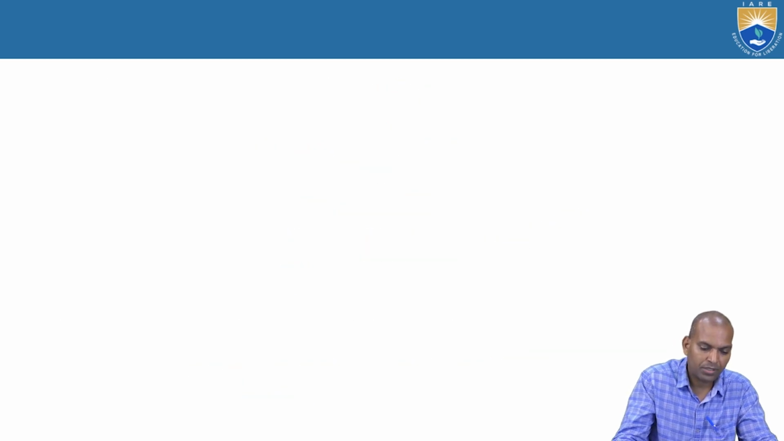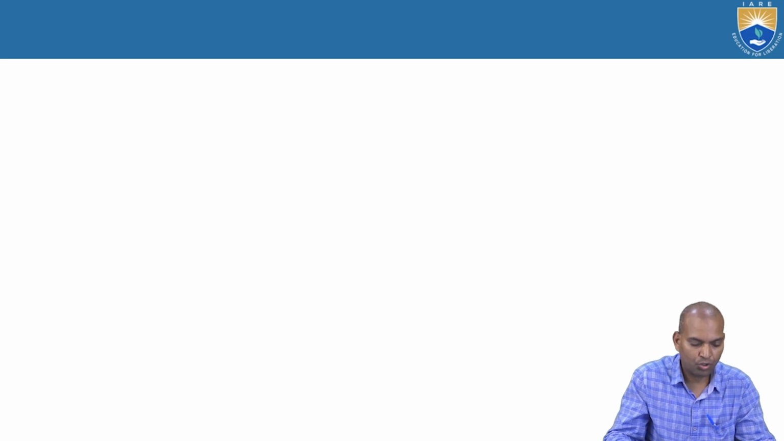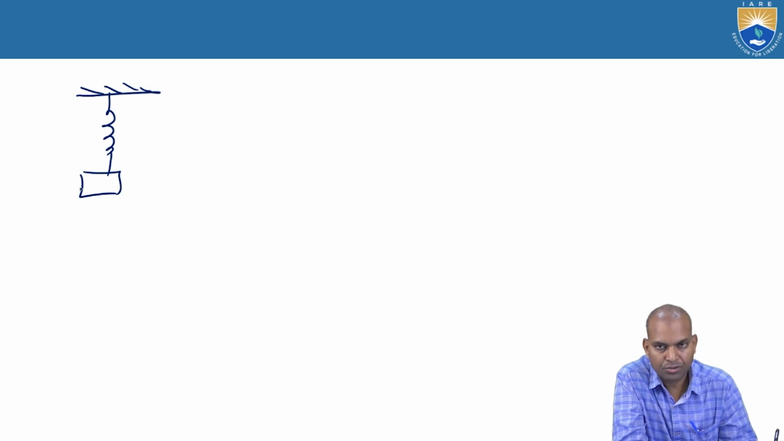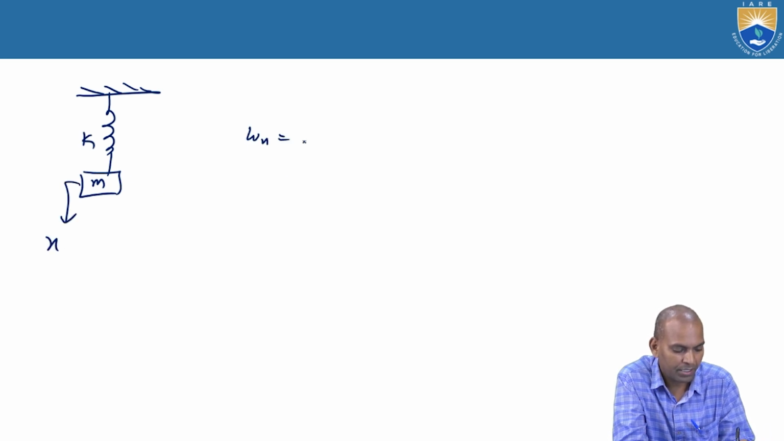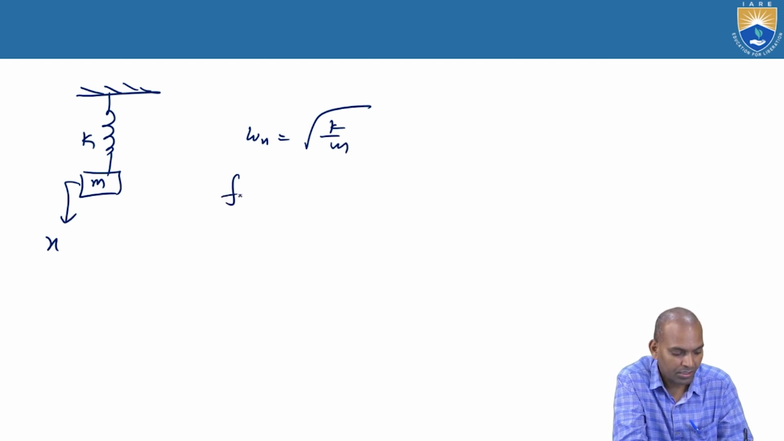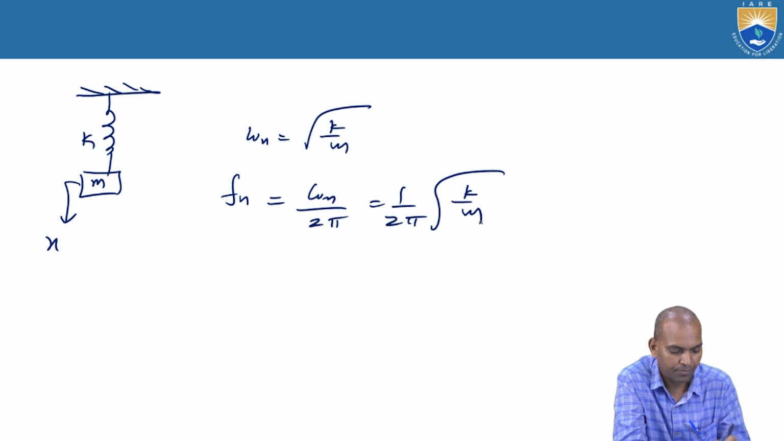We can also solve some problems based on the equation of motion, such as the spring mass system. The spring mass system undergoes longitudinal vibrations. For this, the circular frequency omega n equals the square root of k by m. Now, what is the natural linear frequency? That is omega n by 2 pi, that is 1 by 2 pi times the square root of k by m.